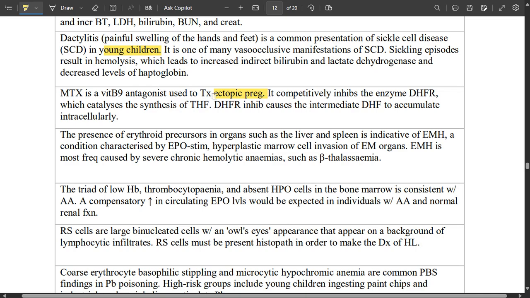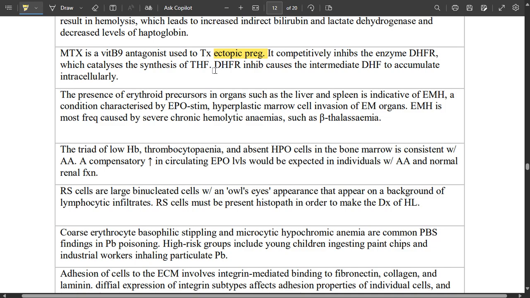It competitively inhibits the enzyme DHFR, dihydrofolate reductase, which catalyzes the conversion of DHF to THF, that is tetrahydrofolate. So dihydrofolate is not converted to tetrahydrofolate, therefore dUMP is not converted to dTMP. So there is thymidylate deficiency, and thymine deficiency alters the replication of DNA. So DNA replication does not occur. DHFR inhibition causes the intermediate DHF, dihydrofolate, to accumulate intracellularly.